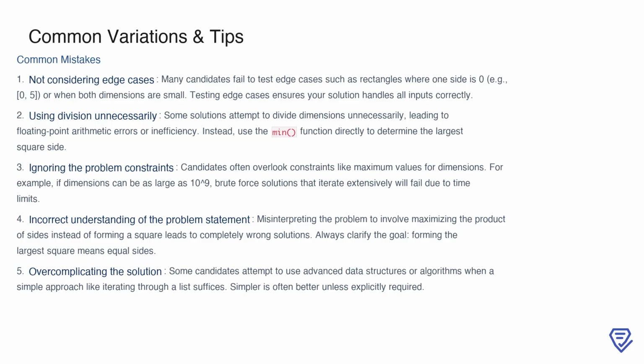It's also important to keep the problem constraints in mind. For example, if dimensions can go up to 10 to the power of 9, a brute force approach that iterates through all possible values will almost certainly exceed time limits. Misunderstanding the problem statement is another pitfall. Some candidates mistakenly think the goal is to maximize the product of the sides, but the real objective is forming a square, which requires equal sides. Finally, many overcomplicate their solutions with advanced algorithms or data structures when a straightforward iteration may be sufficient. Always aim for simplicity unless the problem explicitly demands complexity.